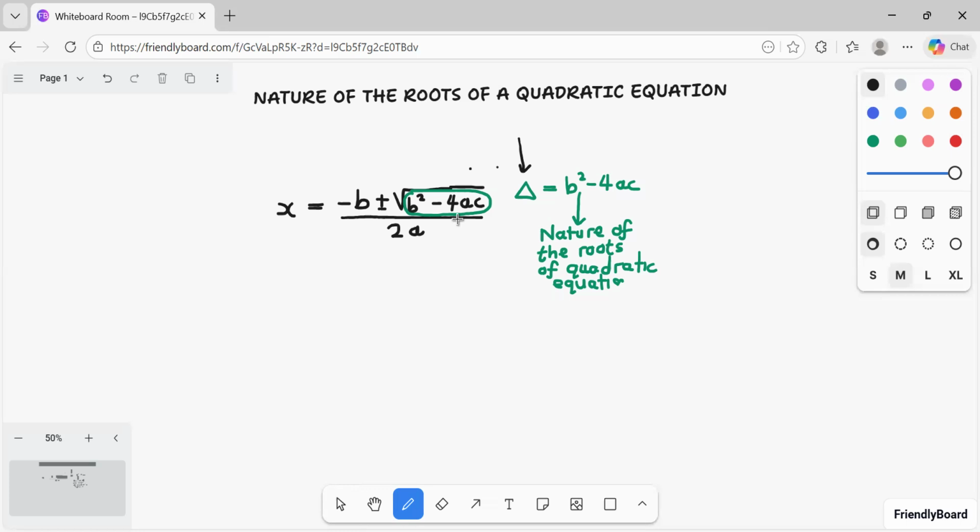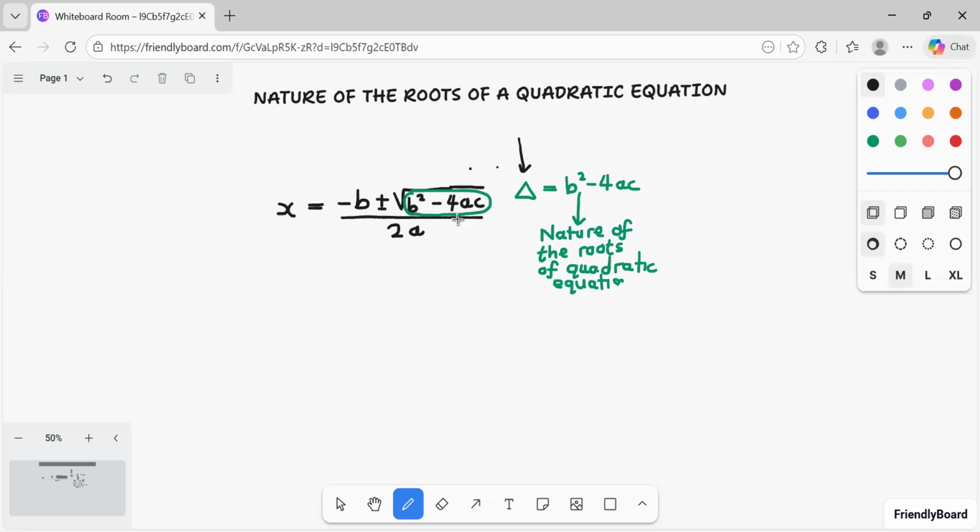This delta gives us the nature of the roots of a quadratic equation, right? The nature of the roots of a quadratic equation depends on the value of delta, and the value of delta is b squared minus 4ac. I had to explain that so that you know that the delta gives us the nature of the roots of a quadratic equation.